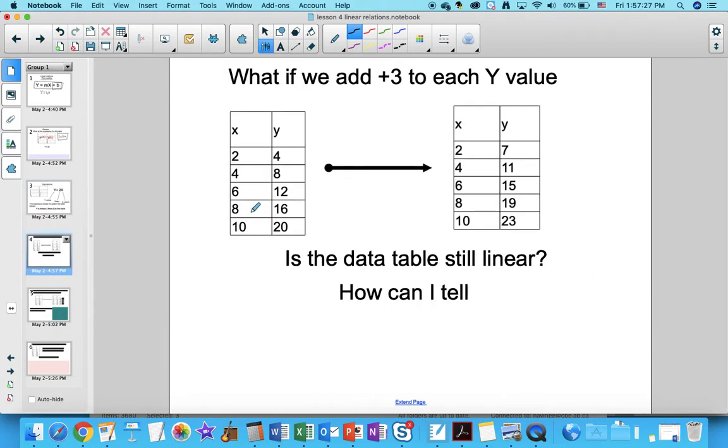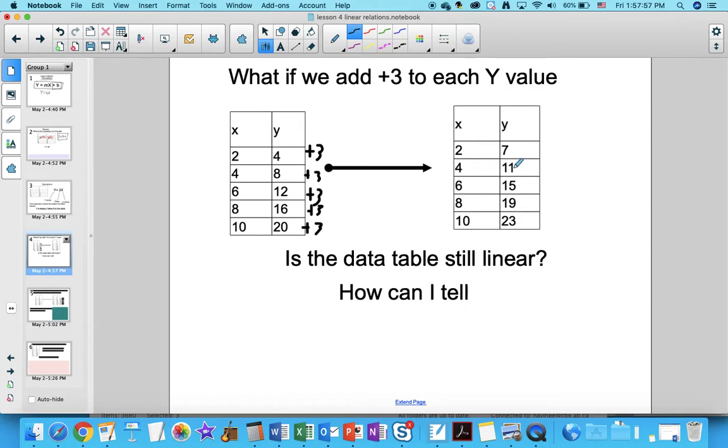Okay, but what if we added 3 to each y value? So instead of x is 2, y is 4, I'm going to add 3 to each level in our table. All right? I'm going to just add 3 to each part in our table. So when x is 2, y is 7. And then x is 4, y is 11 instead of 8.